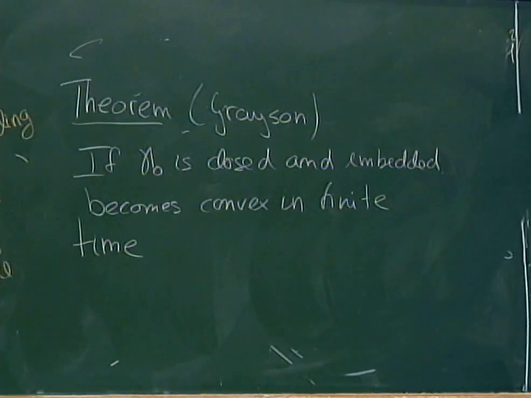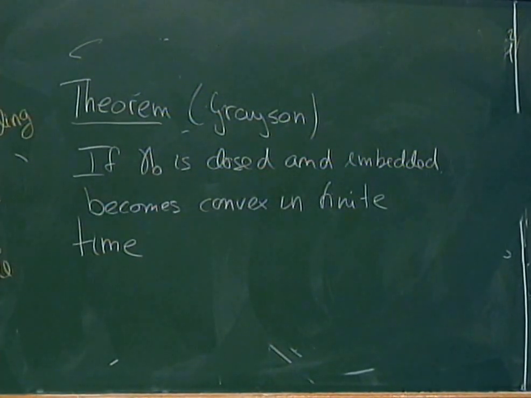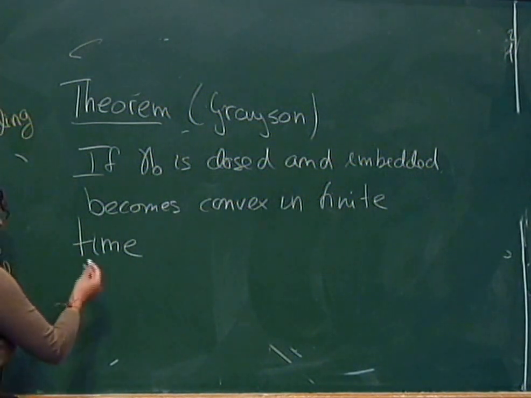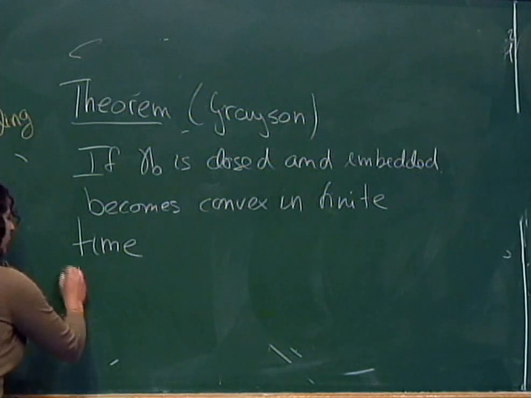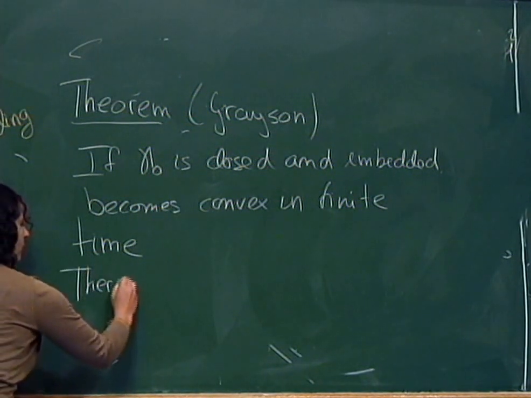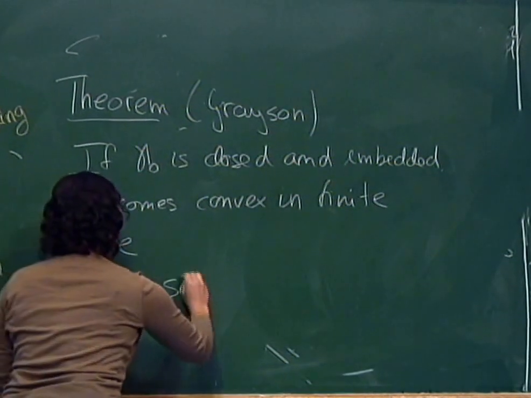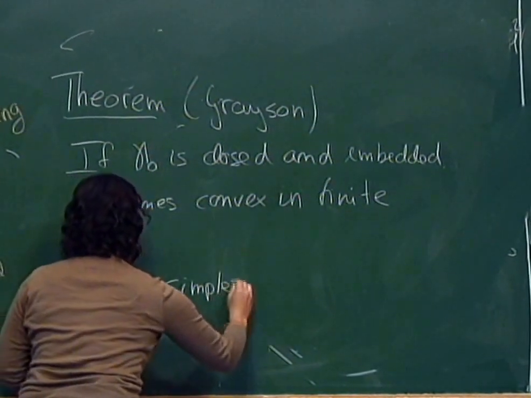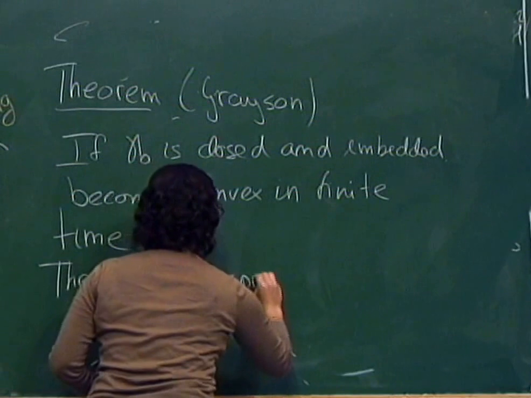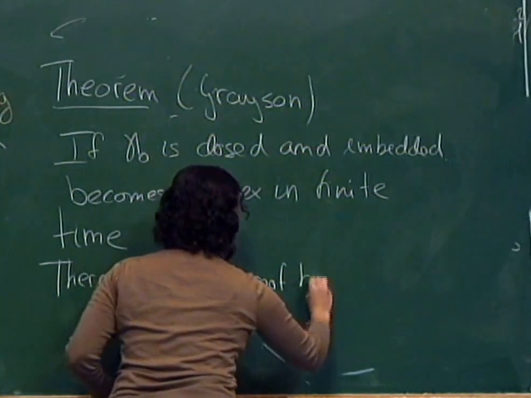Okay, so this is sort of the complete picture in the case of curve shortening flow, or at least in the embedded case. And then there's a simpler proof of all the results together, by Huisken.